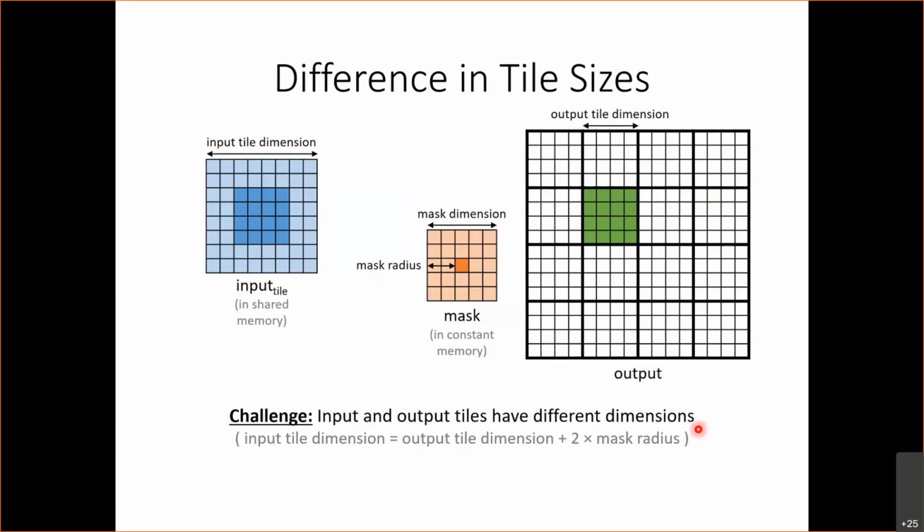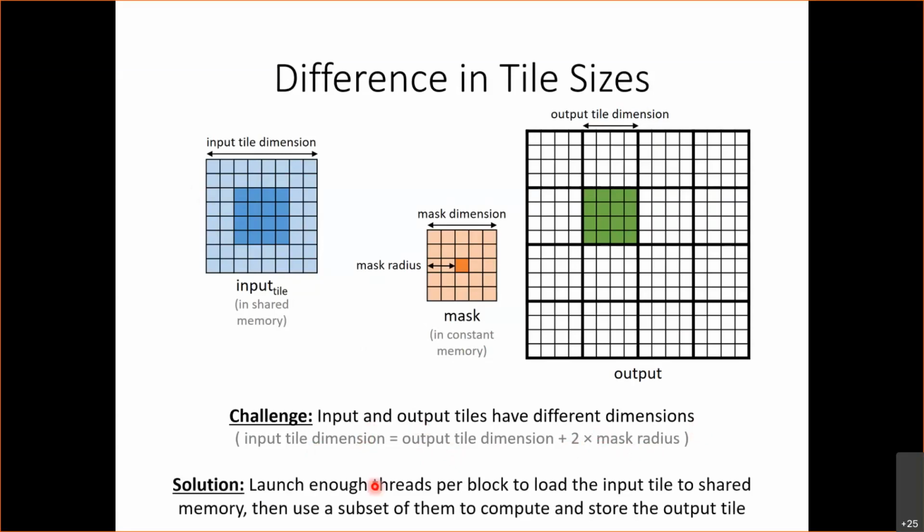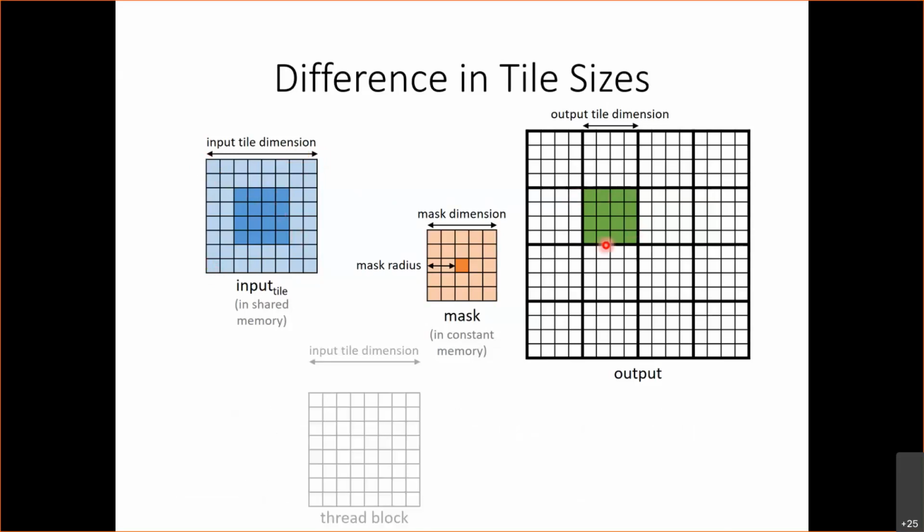What can you do? We can't just have each thread load one input element and calculate one output element. The solution is that we can assign as many threads as we have input elements in the tile. So our thread block size is going to correspond to the input tile dimension. However, when we come to compute, we would only use some of these threads to calculate the output tile. In other words, if this is our thread block, the dimension of our thread block is going to correspond to the input tile dimension.